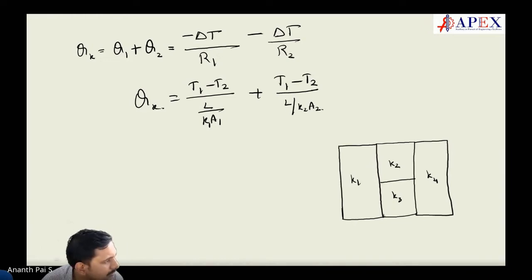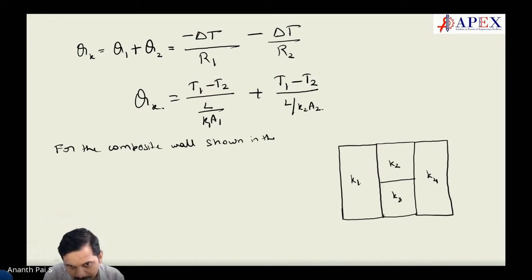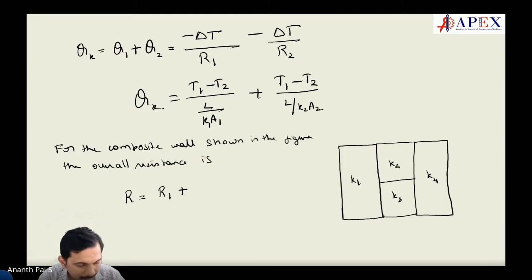Now we are introducing complications here. If this was the composite walls, then for the composite wall shown in the figure, the overall resistance is R. R is equal to R1 plus R2 R3 divided by R2 plus R3 plus R4. Makes sense? These kind of corrections you need to make.